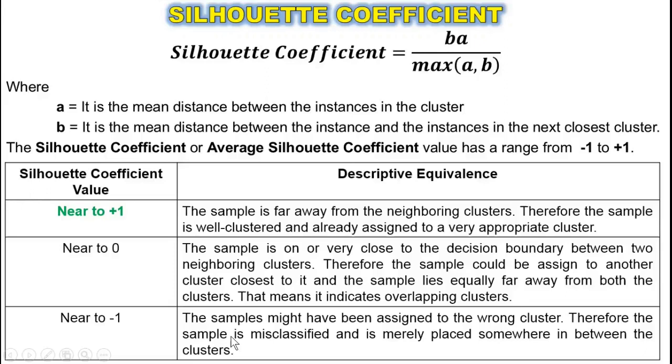If the silhouette coefficient value is near -1, it means that the sample might have been assigned to the wrong cluster. Therefore, the sample is misclassified and is merely placed somewhere in between the clusters. Therefore, a silhouette coefficient value near +1 is the best performance measurement for clustering.